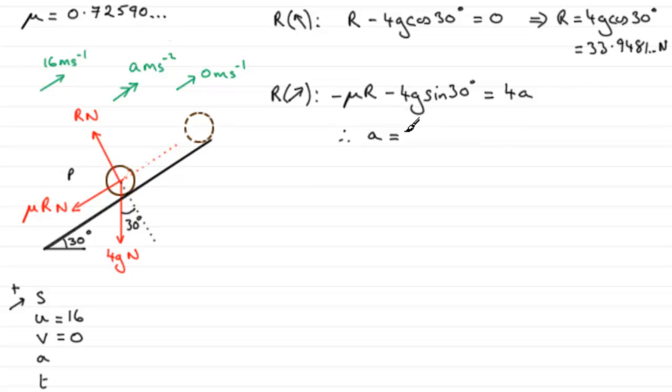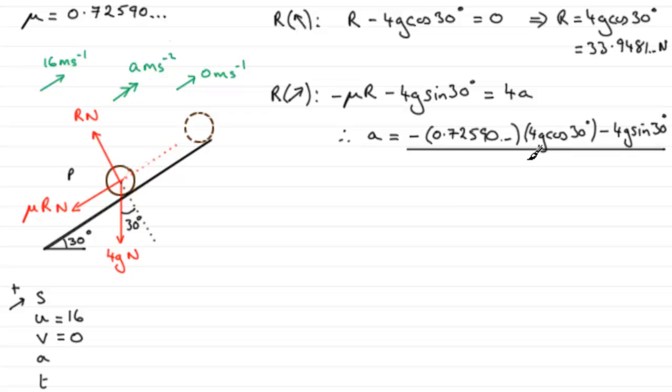So what I'm going to do is just put these values in. We've got minus mu, so that's going to be 0.72590 and so on, multiplied by R. I'm going to leave R as 4g cosine 30, 4g cos 30 degrees. And then we've got minus 4g sine 30 degrees. And all of this is divided by the 4 that we've got here.